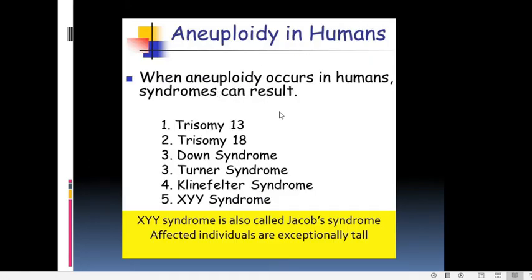When aneuploidy occurs in humans, the syndromes that result are trisomy 13 or Patau syndrome, trisomy 18 or Edwards syndrome, trisomy 21 or Down syndrome, monosomy of the X chromosome, Turner syndrome, and trisomy of the sex chromosomes, Klinefelter syndrome. There is one more, called XYY syndrome, where there is an extra Y chromosome. This is also called Jacob syndrome. Here there are no lethal or abnormal phenotypic effects, but the affected individual will be exceptionally tall.